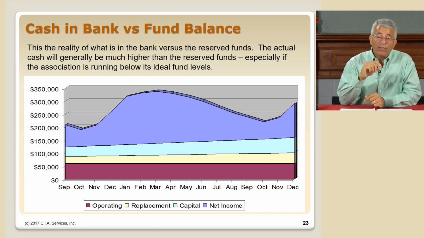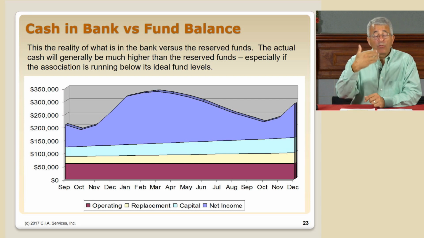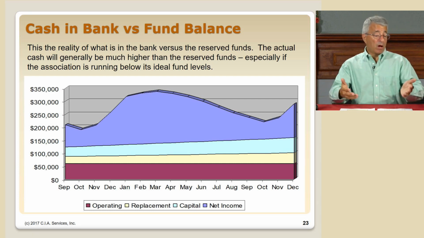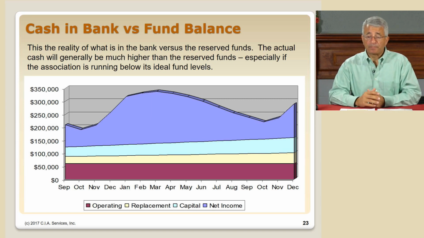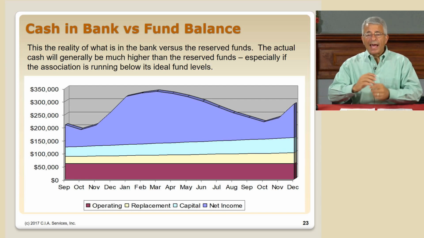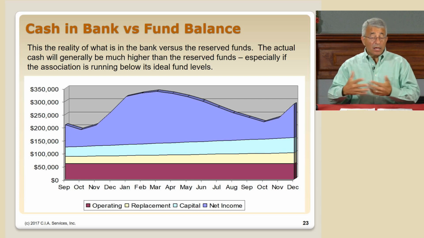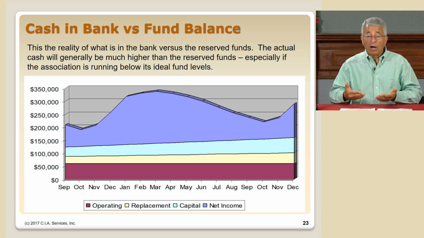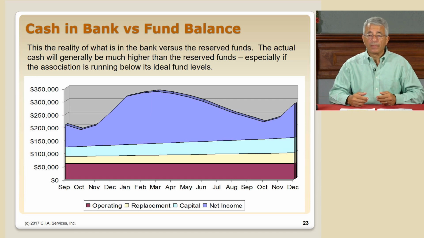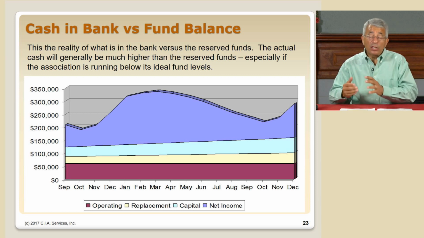The other part of this is that when you are being presented with the super budget this time of year, August, September, October timeframe, look at this particular graph. And what do you see? You see that we, the community manager, are going to tell you our reserve fund levels are $150,000. And if we happen to be under where we need to be, we'll say you need to increase your assessments.